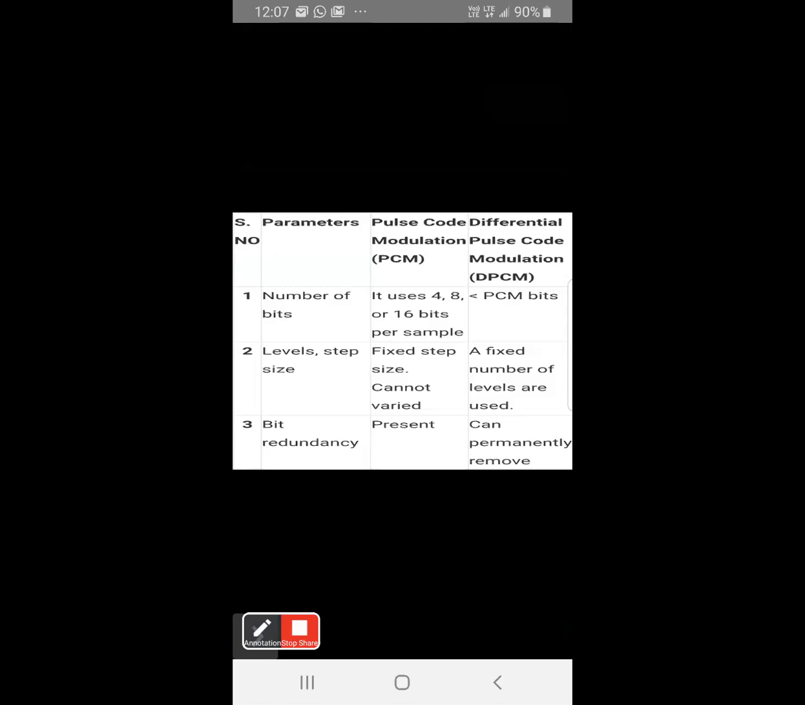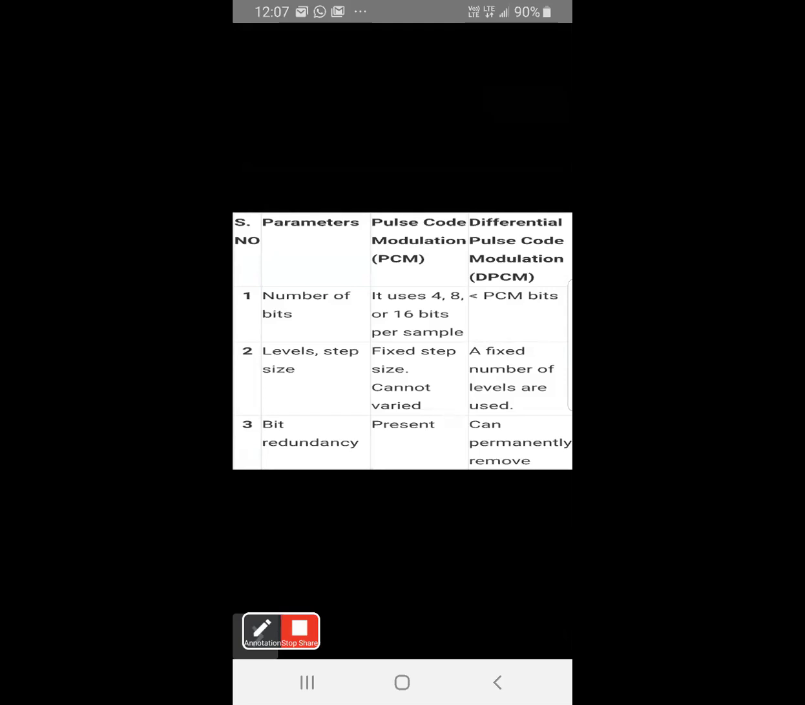Pulse code modulation has some parameters related to its characteristics. The first parameter considered is the number of bits. The number of bits means PCM uses 4 to 8 or 16 bits per sample.